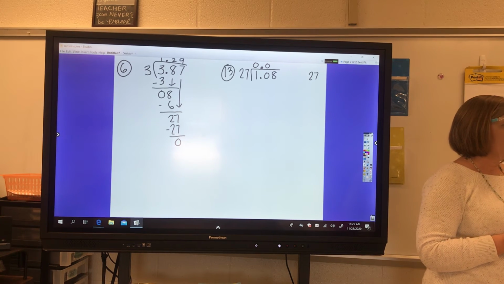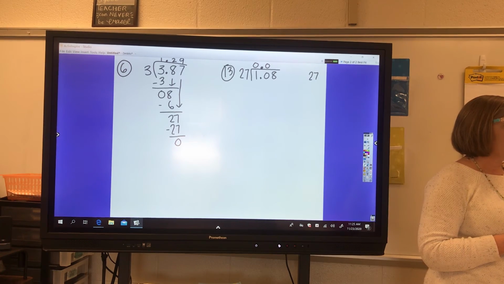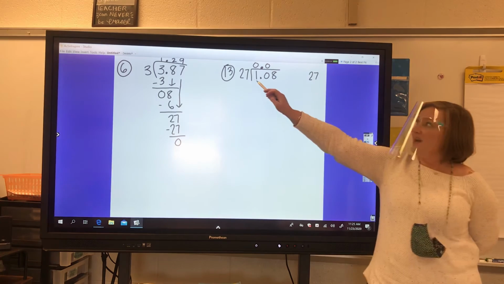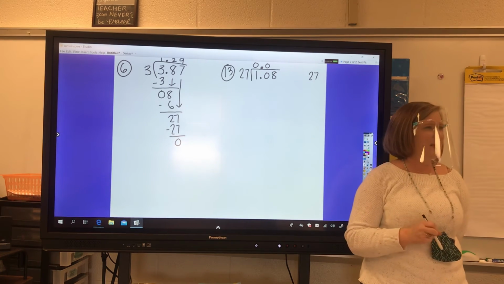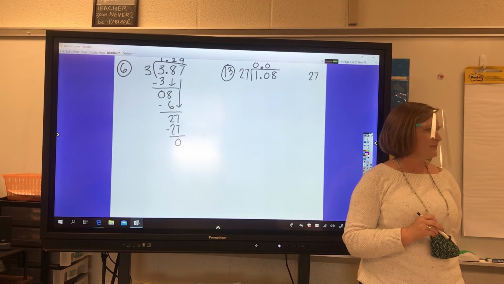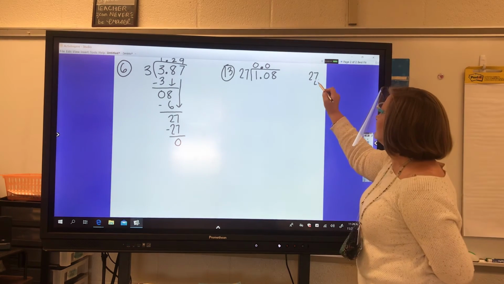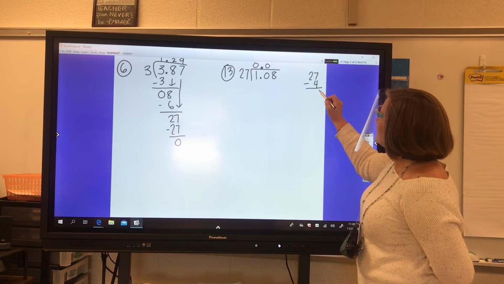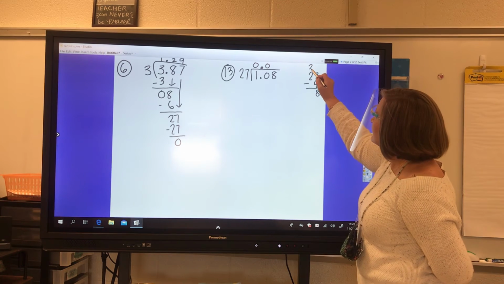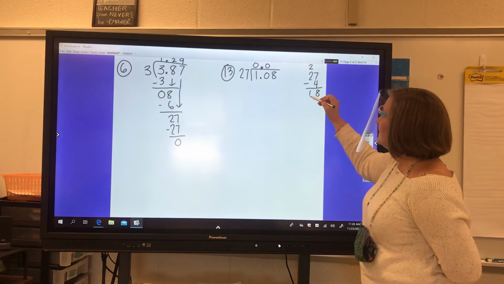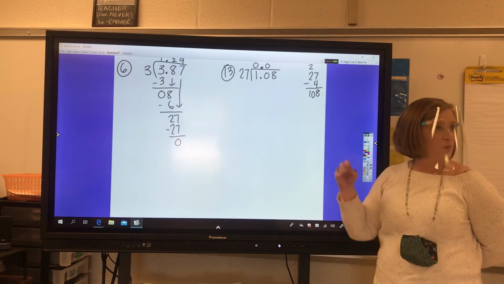I usually round it up to 30 and then multiply. Okay, well, let's see. What if we did 25 and 100? How many times will 25 go into 100? 4. So let's try that. 7 times 4 is 28. Carry my 2. 4 times 2 is 8, 9, 10. Will 4 times work?